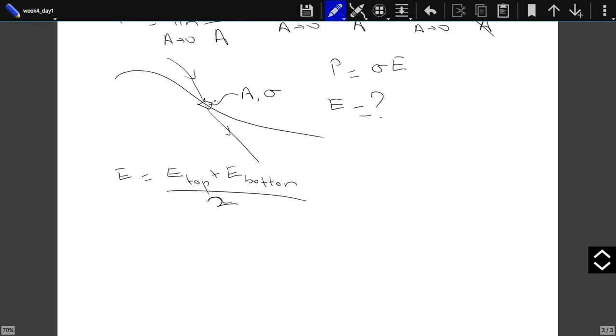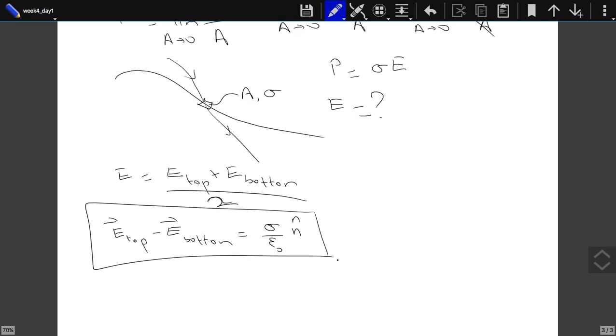Now, we already have studied what happens to the electric field if we cross a surface charge density. So if you remember, we know that the electric field at the top minus the electric field at the bottom was equal to sigma over epsilon 0 in the n direction, where n is nothing but a unit vector pointing from the bottom of the surface to the top of the surface at the point that we are evaluating these electric fields.